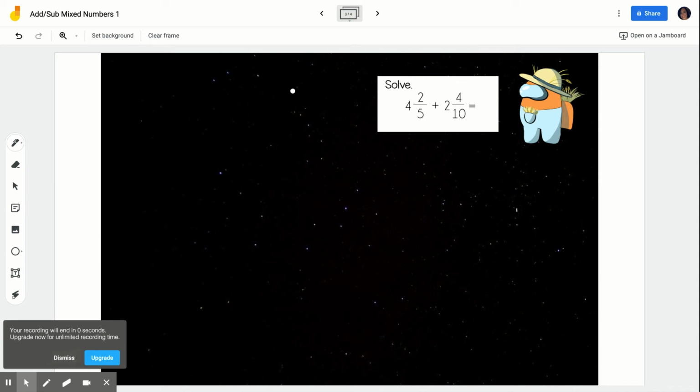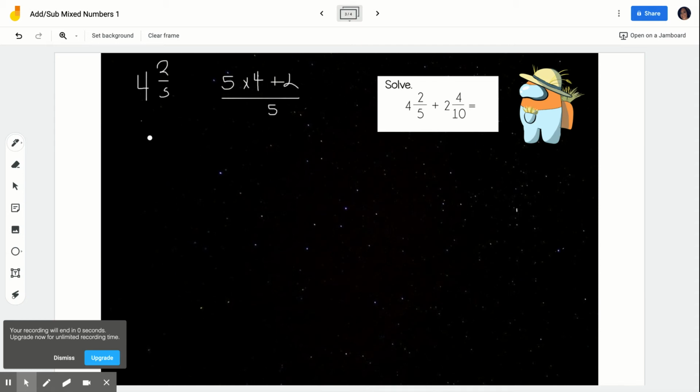All right, guys. So we're adding and subtracting mixed numbers today, as promised. We're going to start with step 1, which is convert these mixed numbers to improper fractions. That's always the first step of adding and subtracting mixed numbers. To do that, we multiply the denominator by the whole number and then add the numerator. So we've got 5 times 4 plus 2. The denominator is going to stay the same.